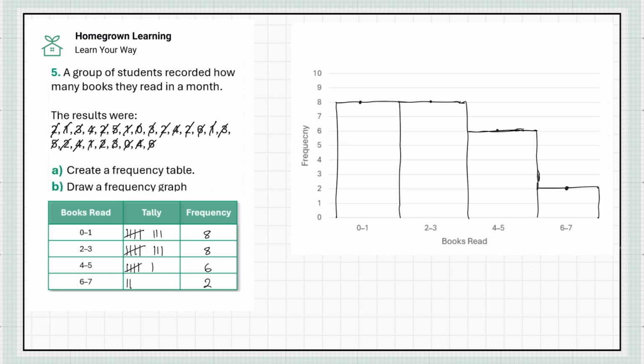And again, all these values have to be connected and there can't be any gaps. But if we ever get a frequency of 0 in one of these, it's not counted as a gap. And so you should still leave that 0 value there. Okay, let's see if we can get another one.